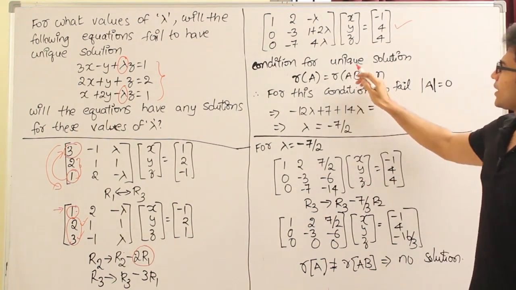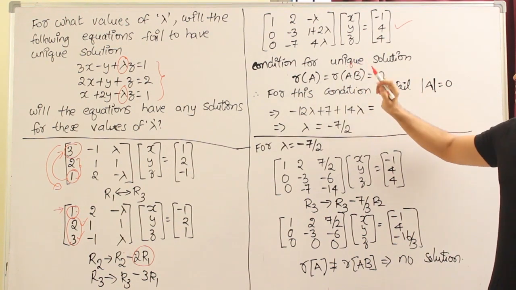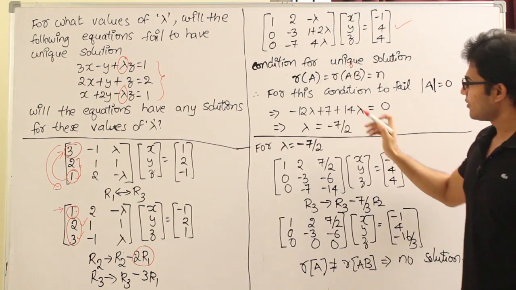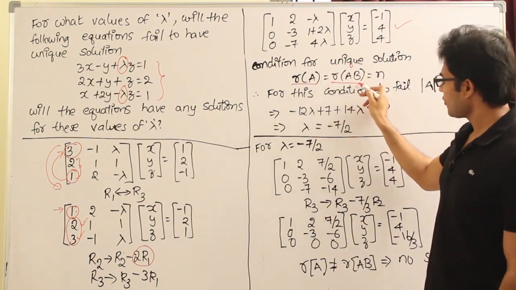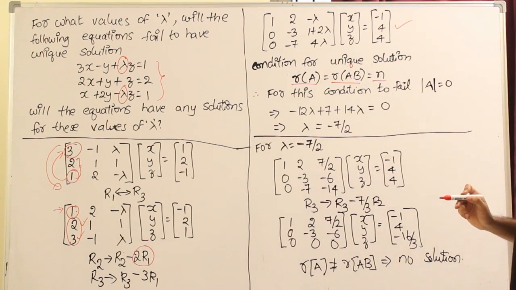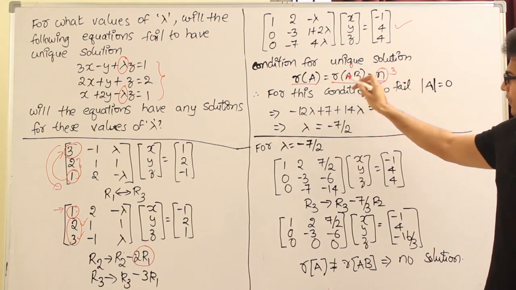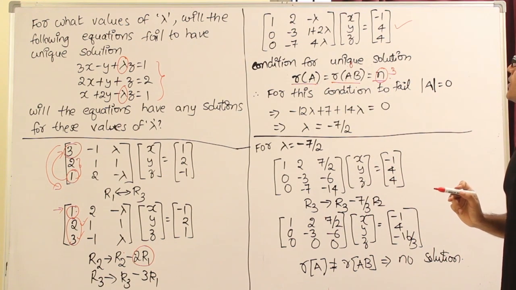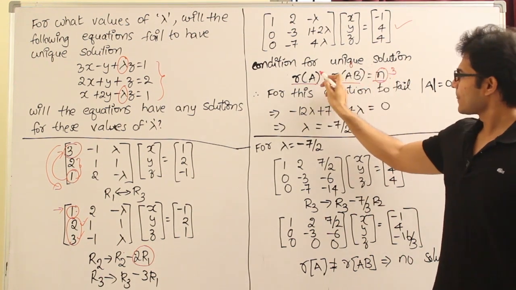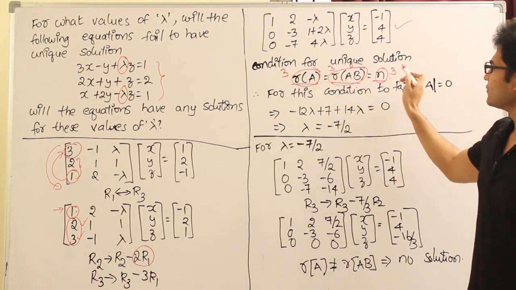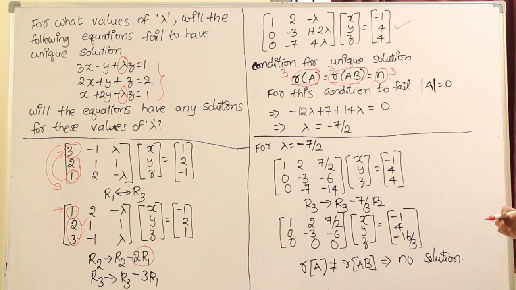Now see the condition for a unique solution. If we are supposed to have a unique solution, then the condition we should follow is: rank of A should be equal to rank of [A|B], which should be equal to n, where n is the number of unknowns, isn't it? So if rank of A is equal to 3 and rank of [A|B] is equal to 3, and the number of unknowns is already 3, then it will have a unique solution.